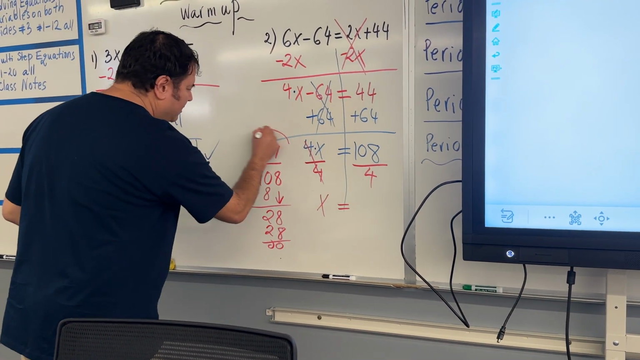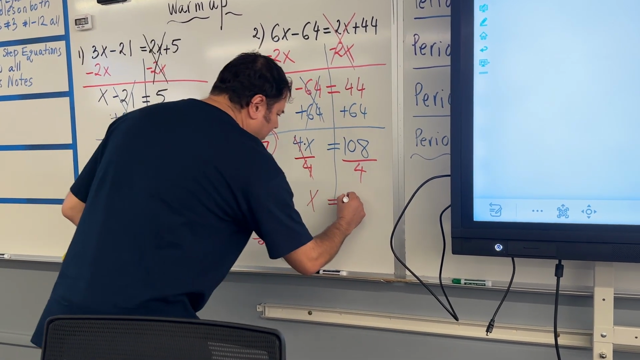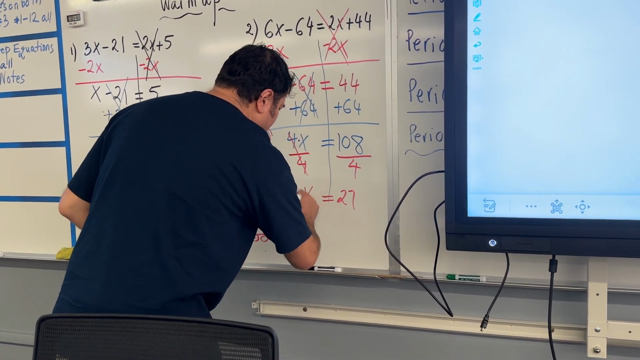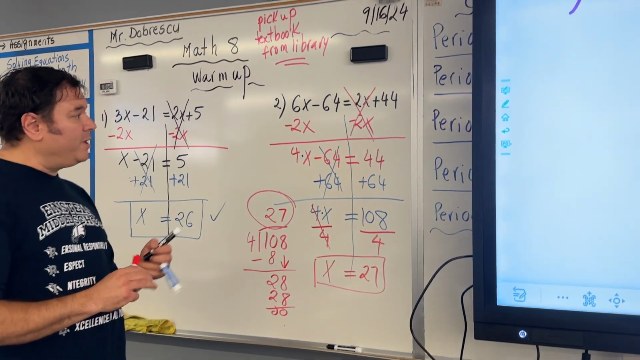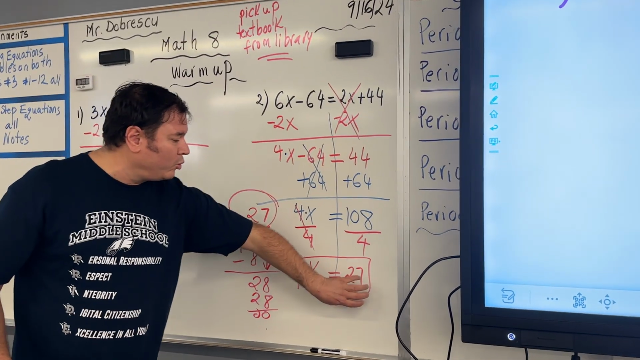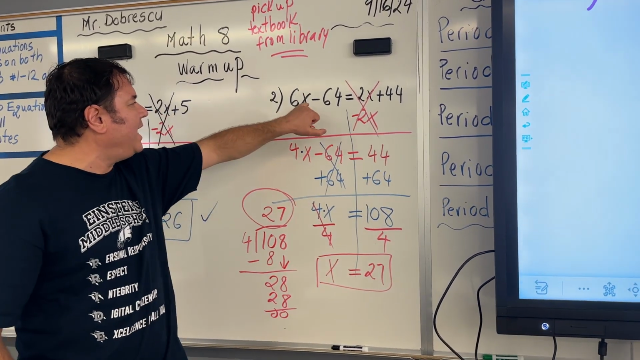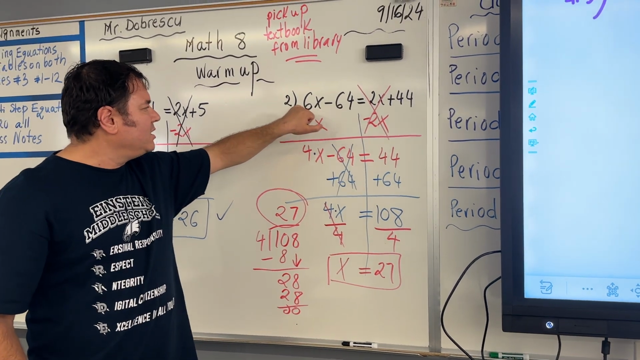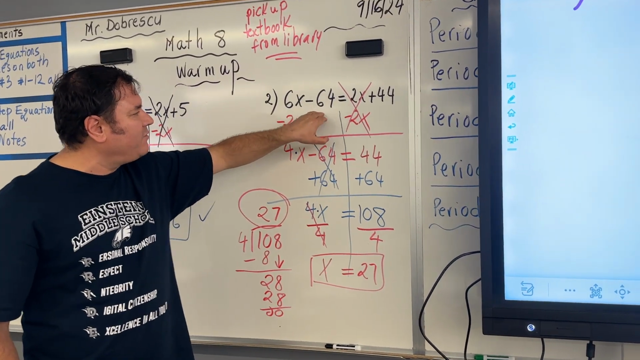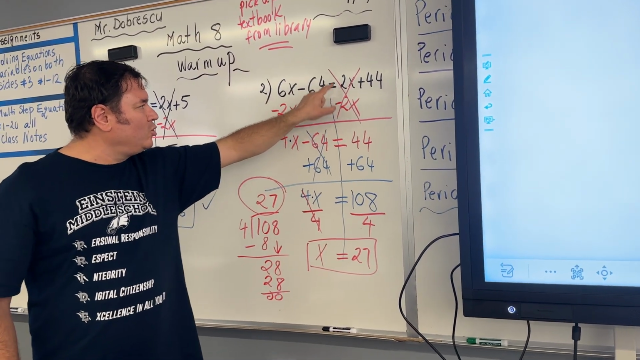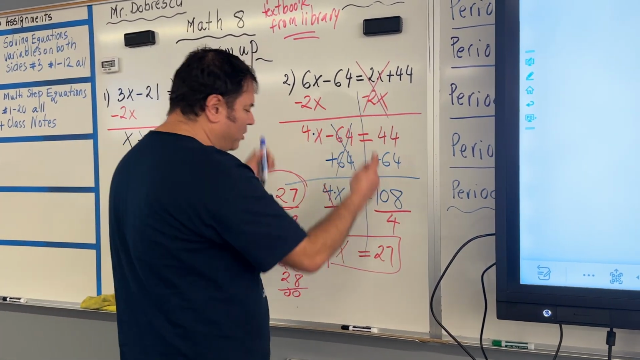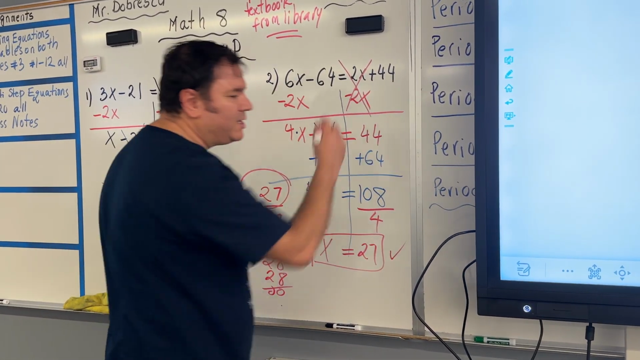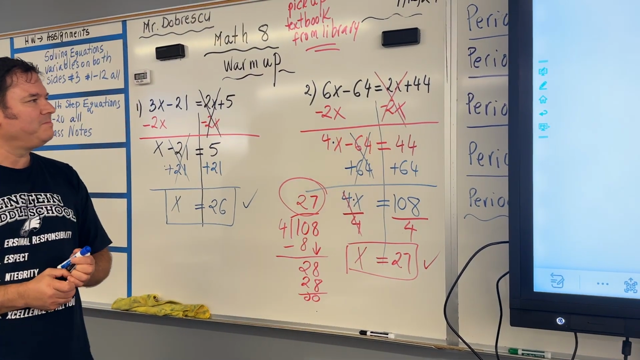Perfect. So we got 27 as the final answer. This is our solution. And of course, if you want to check to make sure we got the right answer, we will plug 27 into the x in the original equation. 6 times 27 minus 64 should equal 2 times 27 plus 44. Okay? Plug it in, and we are going to get the right answer.